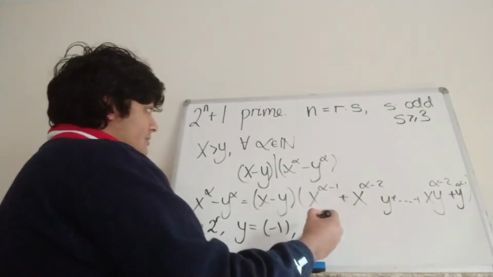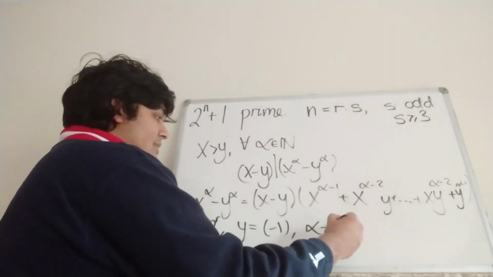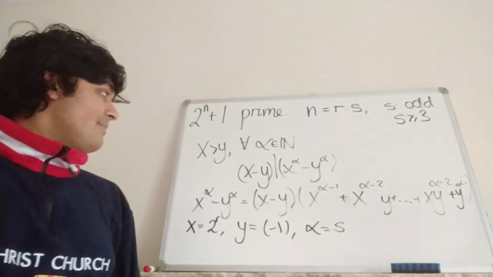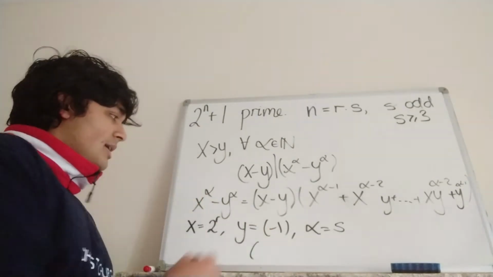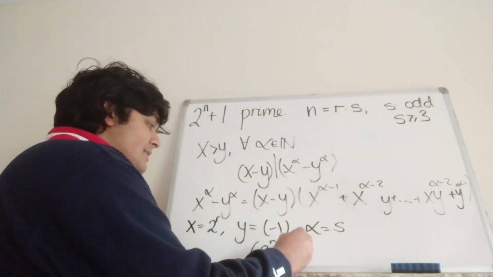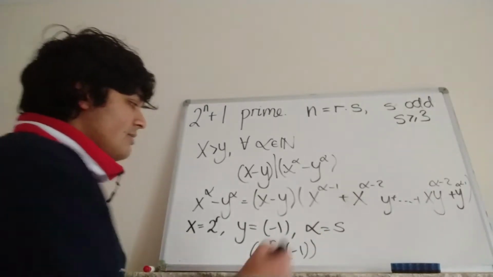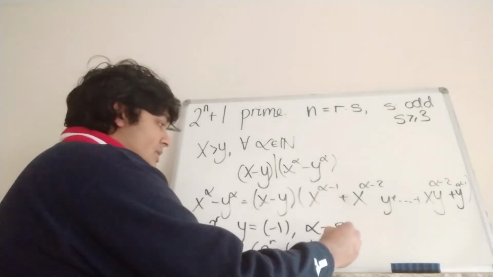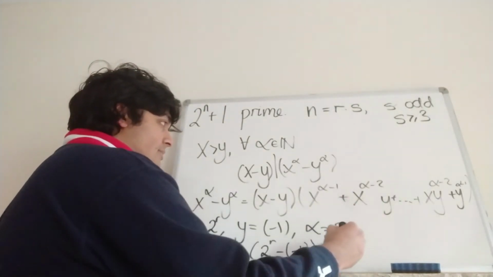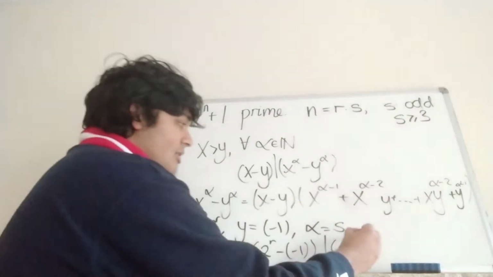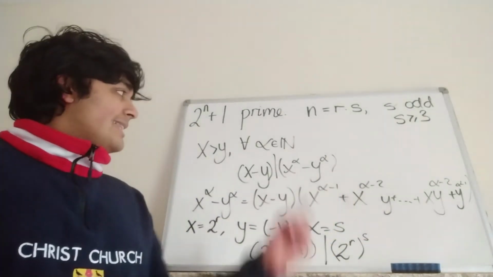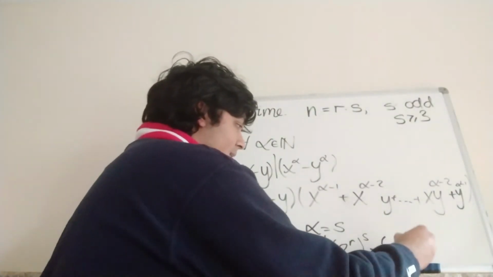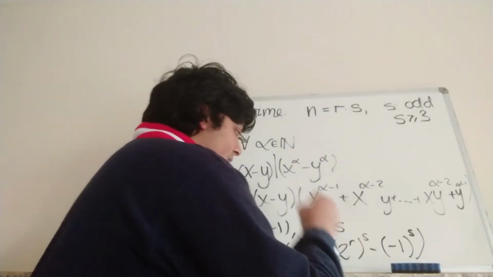Now, what we want to do is substitute x equals 2^r, y equals -1, and then alpha equals s. Okay, so what does this tell us? Just plugging it right into this thing here. On the left hand side we've got x - y, which is just 2^r + 1, and that divides x^alpha - y^alpha, which is (2^r)^s, and then minus (-1)^s.